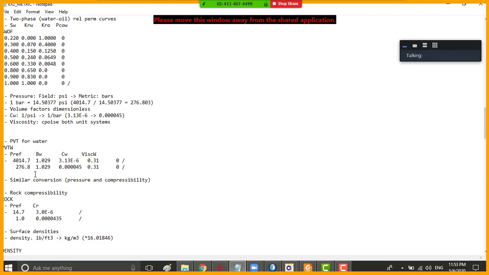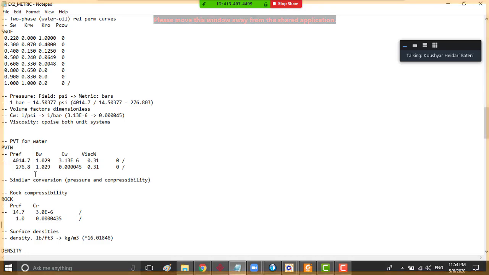Yes, for compressibilities in general, the compressibility unit in the field system is what? It is 1 over psi, right?